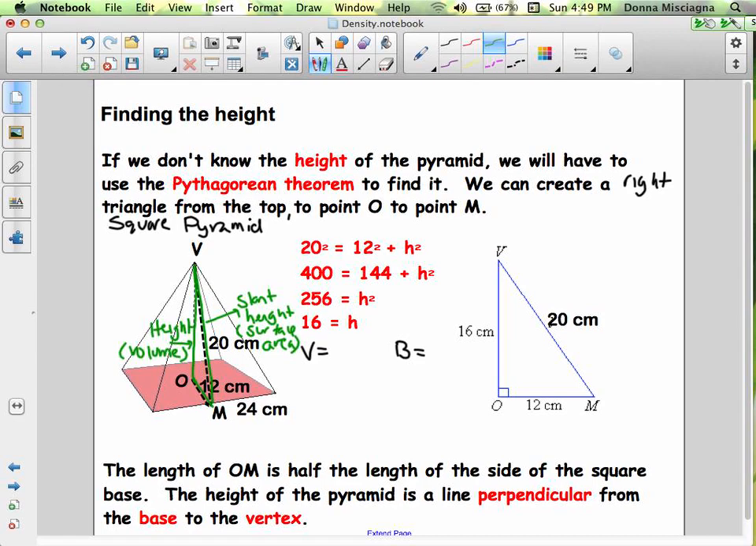Because there's always going to be this relationship that the height squared plus the distance to the edge from a point under the vertex, I won't write all that in because it gets kind of long, equals the slant height squared. All right. So now I already have this calculated out.